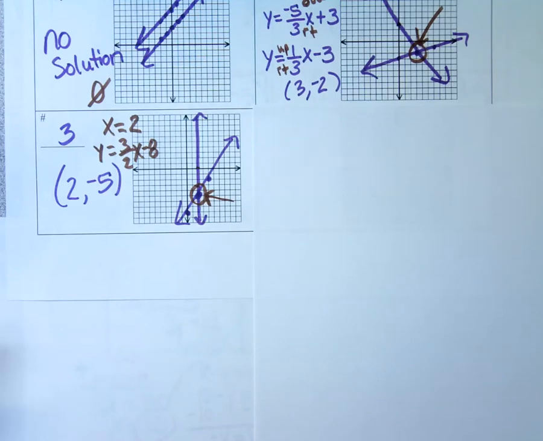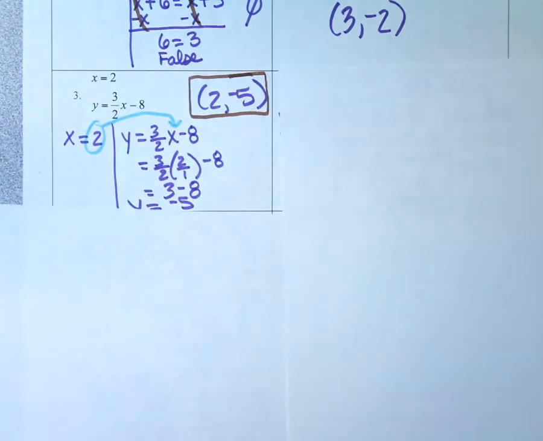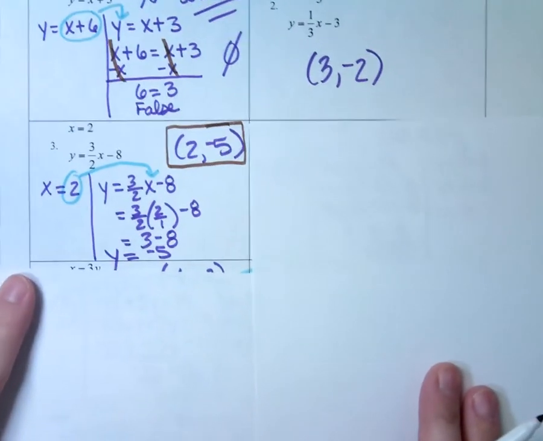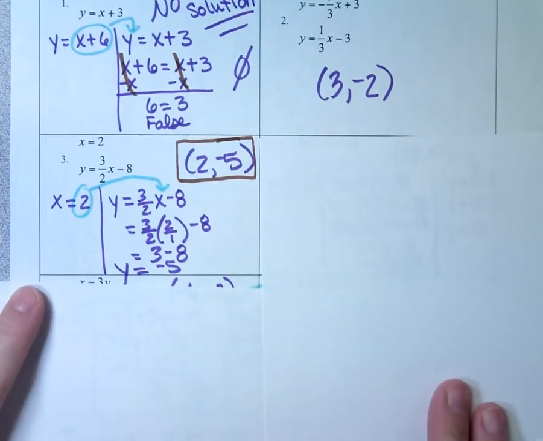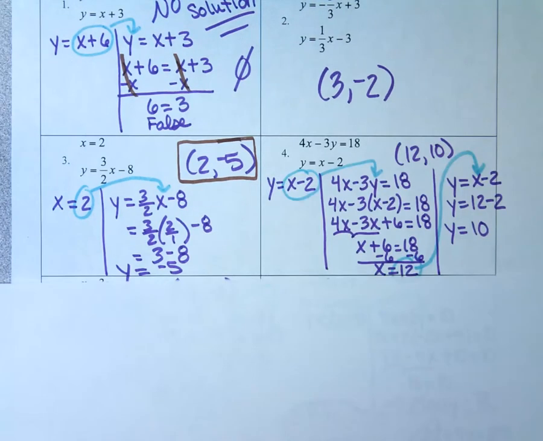Whichever method you like the best is the method you should use. If you like graphing the best, awesome. If you like substitution the best, perfect. Doesn't really matter. But these first three, I wouldn't have done any of them by elimination. They aren't really set up as nicely for elimination problems, so that's why I chose not to use that method at all. Okay, number 4.